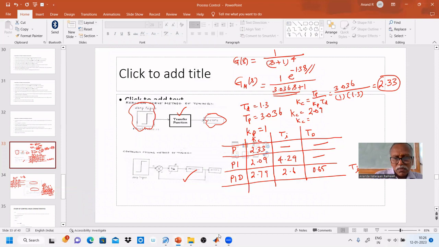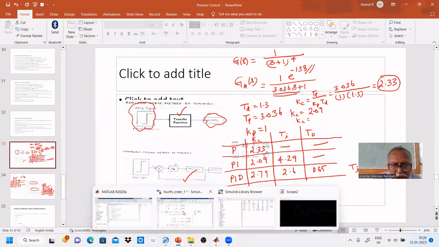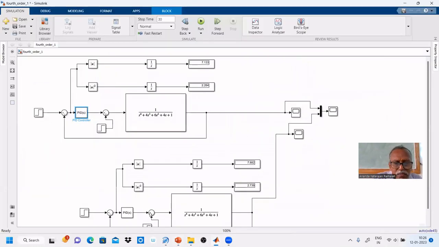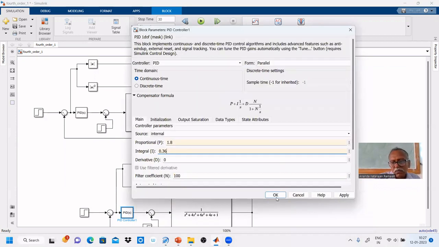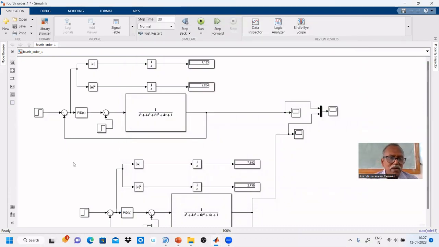Here, for the sustained oscillation method, proportional gain equal to 1.8, and integral 0.36. So we entered the tuning parameters. First, let us do it for load changes, because that value is already entered there. That's why let us do it for load changes. Let us simulate.